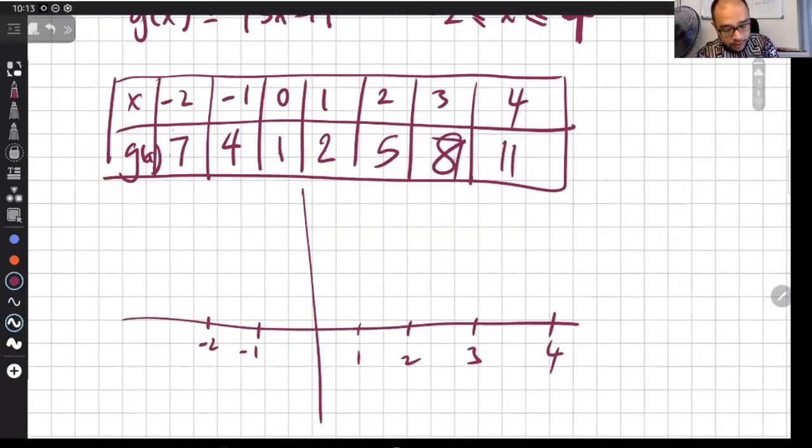Okay, I'm just going to roughly draw. And then somewhere here is 12. So 7 is about here, 4 is about here, 1 is here, 1 and 2 is here, 2 and 5, 3 and 8, 4 and 11.